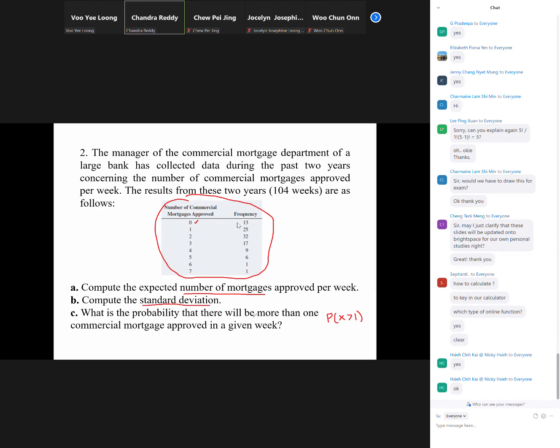Okay, there'll be more than 1 commercial mortgage. So we don't put equality. So we just write probability of X greater than 1. So when we say probability of X is greater than 1, you need to add up the probability of X greater than 2, 3, 4, 5, 6, and 7. So all these probabilities you need to add up.